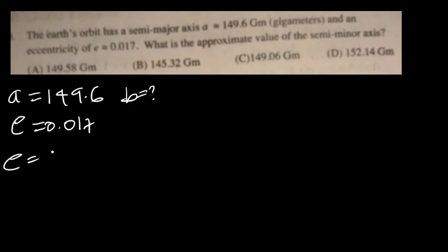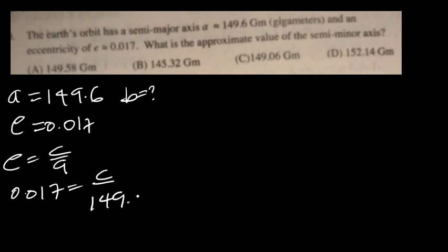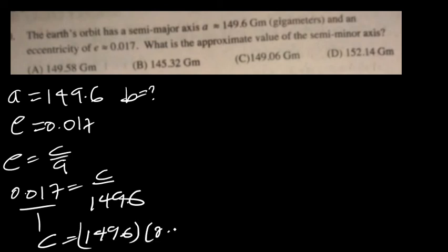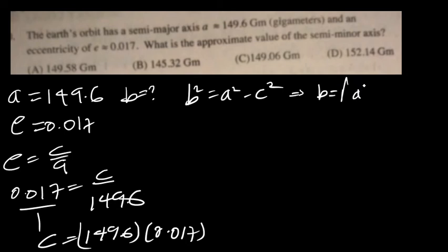First of all, eccentricity means C over A. So from this, we can find the formula. The eccentricity 0.017 is equal to the C value we don't know over A, which is 149.6. Then by crisscross multiplication, the C value will be 149.6 times 0.017. We cannot leave it without multiplication because calculator is not allowed this time. Therefore, we know that B square is equal to A square minus C square. That means B is equal to the square root of A square minus C square. We have to know this formula first.